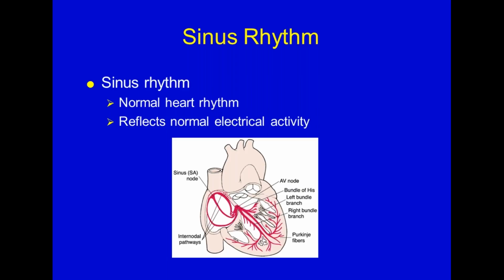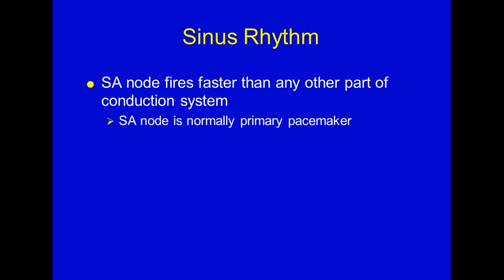So it's our normal heartbeat. Sinus rhythm reflects normal electrical activity. Again, same picture we just saw. The SA node fires faster than any other part of the conduction system. What's the rate of the SA node supposed to be? 60 to 100. And then we go down, we hit the AV junction, and that would be 40 to 60, and then below that, 20 to 40. That's called the ventricular rate, or from the Purkinje.